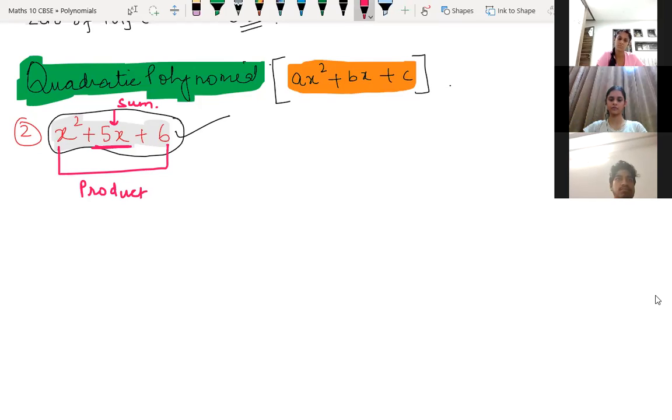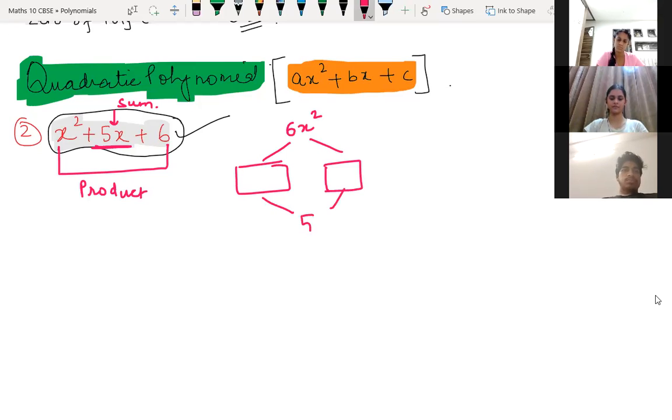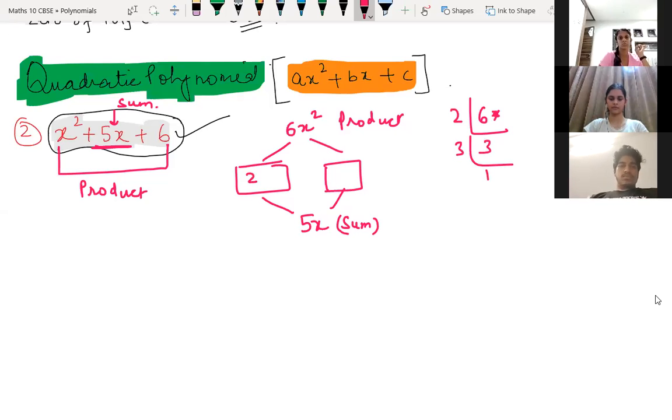Middle should be sum and first and last is what? Product. So the product, if you write here, is 6x square. This you should divide into 2 parts such that the sum is 5x, right? This is the product and the down one is the sum. So 6x square can be bifurcated into what? 6, you just take the LCM of this, 2 and 3 you will get, okay? 2 and 3. So if you multiply 2x and 3x, you will get 6x square.